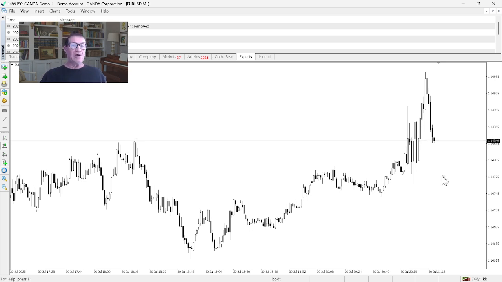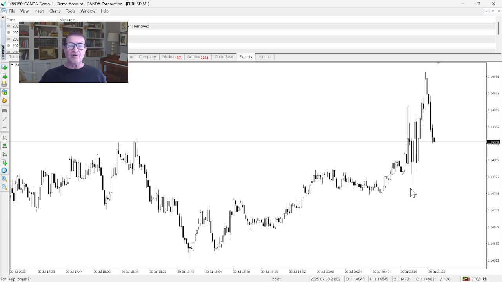This is a 1 minute EUR/USD chart. And by the way, this applies to all currency pairs regardless of the one you prefer to trade. This is nothing but price. We start with a totally blank chart. The next thing we do now is we're going to add a moving average.